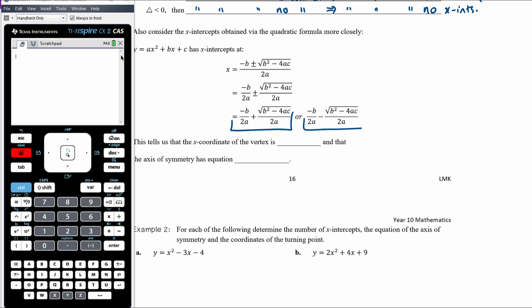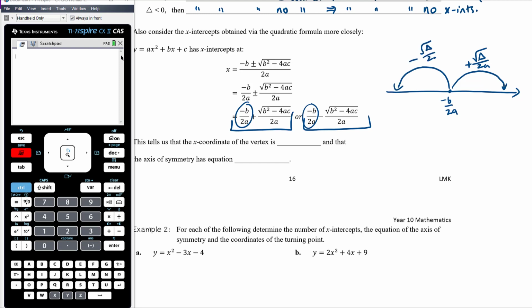So two separate x-intercepts, okay? I want us to think about the common thing about those, okay? We've got a value plus a number, that same value minus a number. So if you think about that, if you're going to plot those points on the x-axis, okay, if this is negative b on 2a here, one of your x-intercepts is at that value plus square root of the discriminant over 2a. The other x-intercept is at that value minus the square root of the discriminant over 2a.